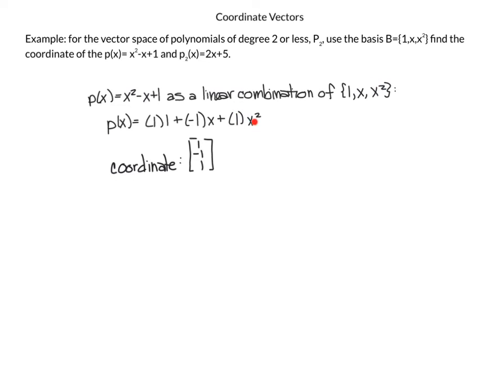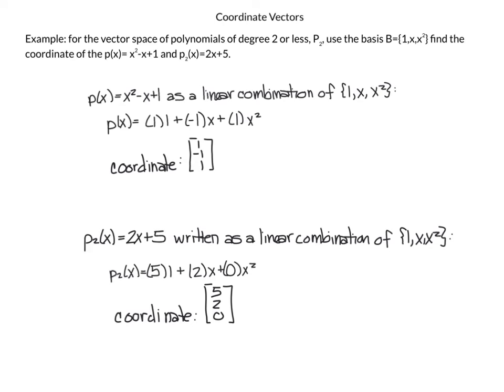So this will equal p of x. That means our coordinates for this polynomial, x squared minus x plus 1, are 1, minus 1, and 1. Similarly, writing p2, which is equal to 2x plus 5, as a linear combination of 1, x and x squared, we get 5 times our first basis vector 1, plus 2 times our second basis vector x, plus 0 times our last basis vector x squared, which means our coordinates are going to be 5, 2, and 0.